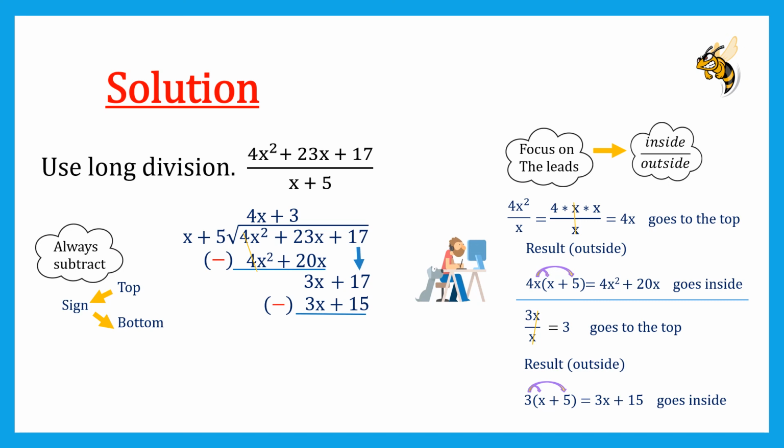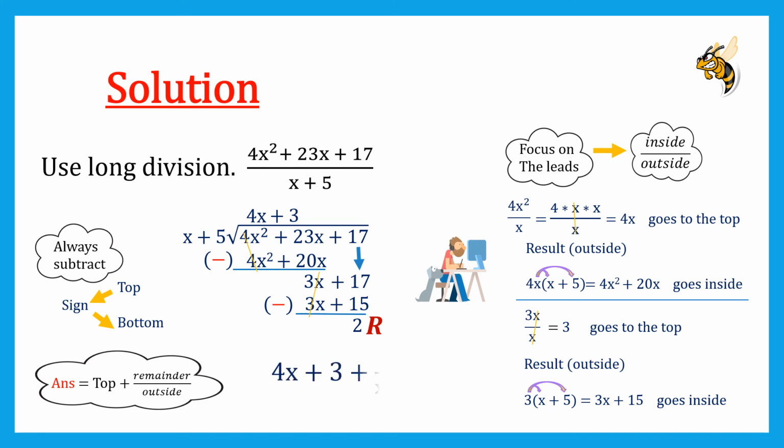Don't forget we're always subtracting. So it's going to be 3x minus 3x, which means they cancel each other. And then it's going to be 17 minus 15, which leaves us with 2. There's nothing else to bring down, so that is my remainder. My answer is the top plus the remainder over the outside. So it's going to be 4x plus 3 plus 2 over x plus 5. And that's your final answer.